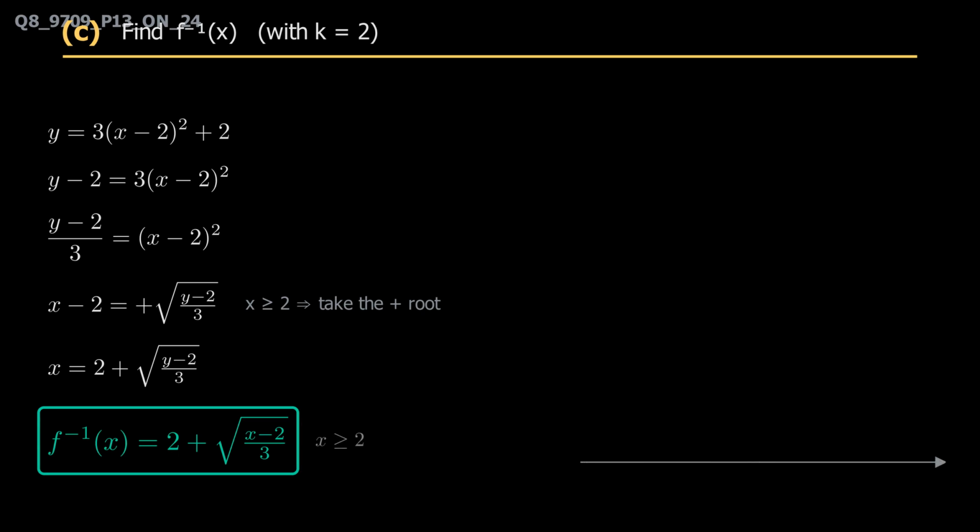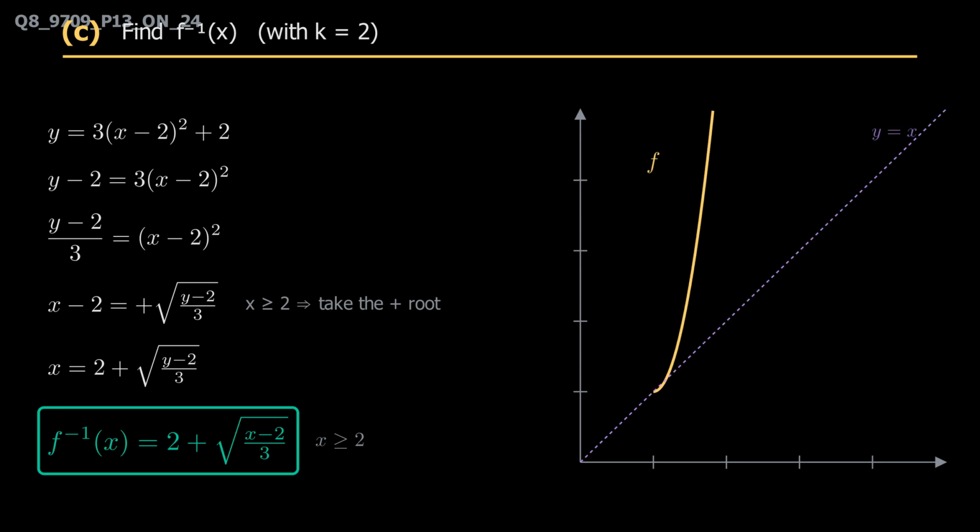Reflect f in y equals x to see the inverse graph. Draw f on x at least 2 and the mirror line. The reflection is the graph of f inverse.